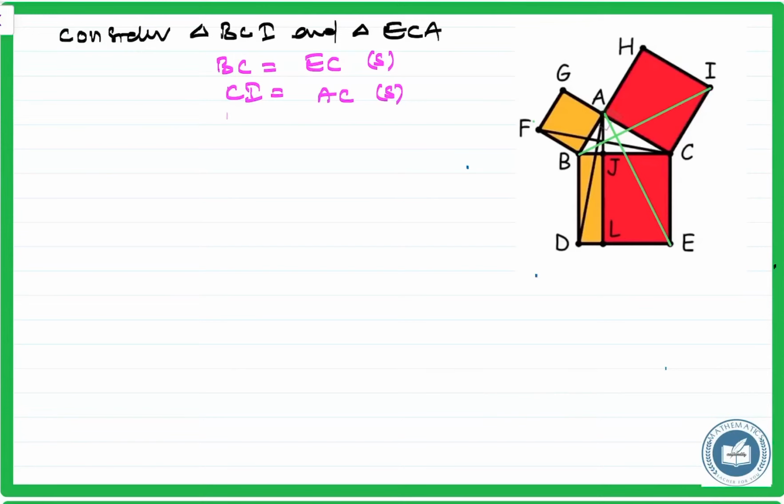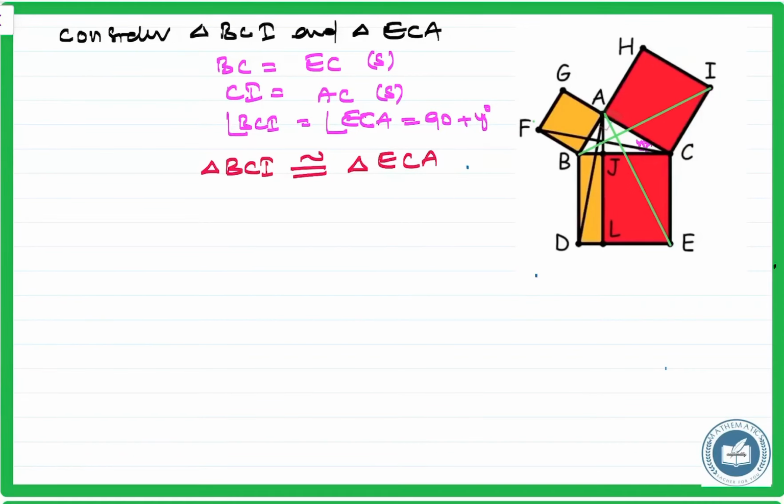Angle BCI is equal to angle ECA. Angle ECA is equal to 90 plus y degrees, and this one is y degrees. From these, we can say triangle BCI is congruent to triangle ECA. Okay.